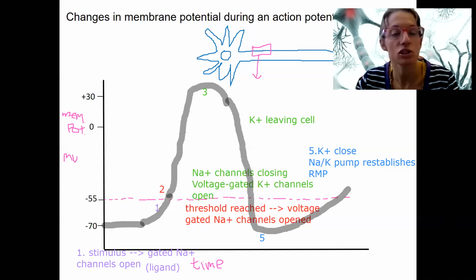Okay, let's talk a little bit more about this voltage-gated sodium channel. And I believe I'll do that in a separate video just to break things up.